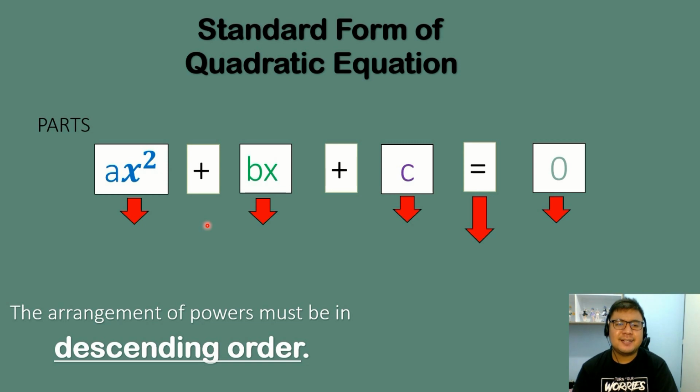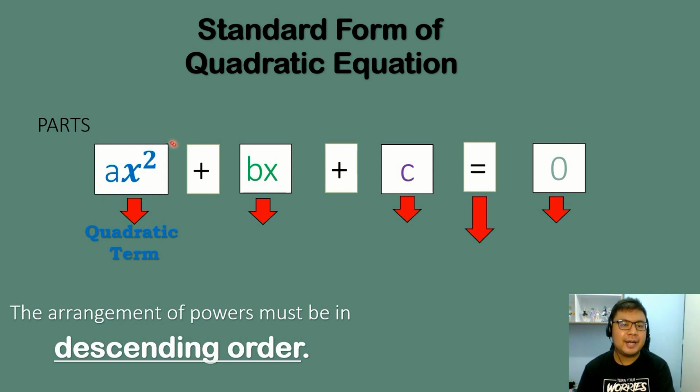Now, let's discuss the standard form of quadratic equation. So, ano ba yung standard form ng quadratic equation natin? That is ax squared plus bx plus c is equal to 0. Let's identify the parts of the quadratic equation. So, this one is called the quadratic term.